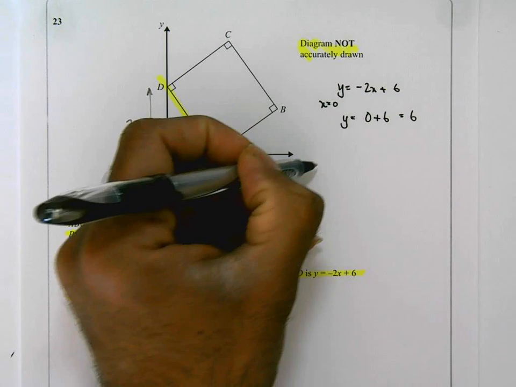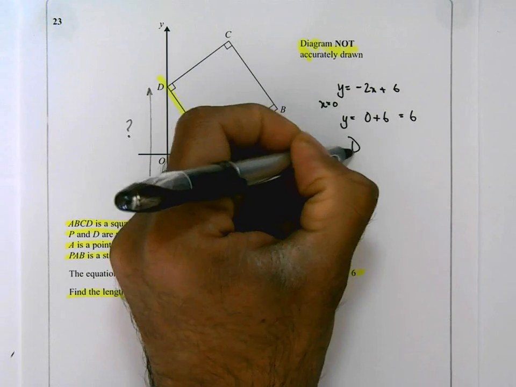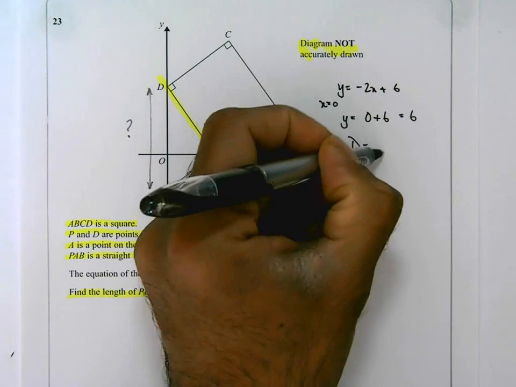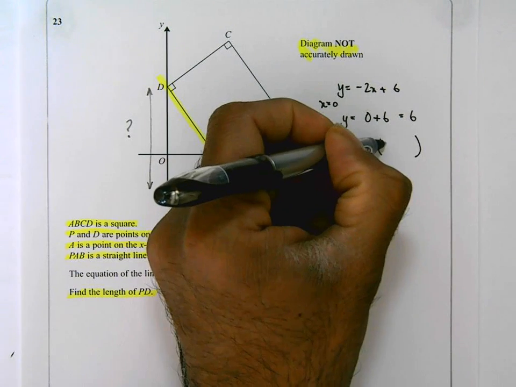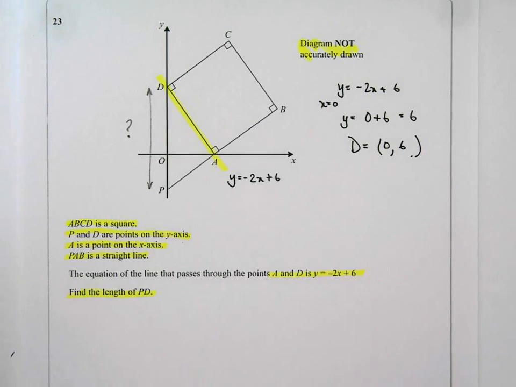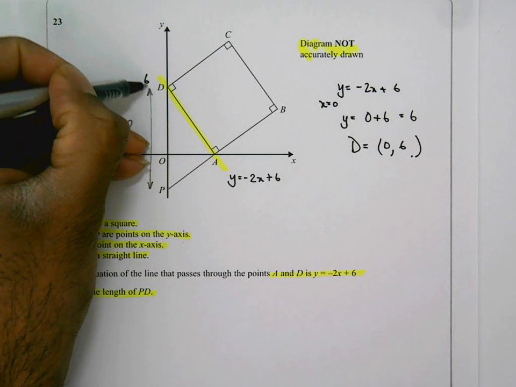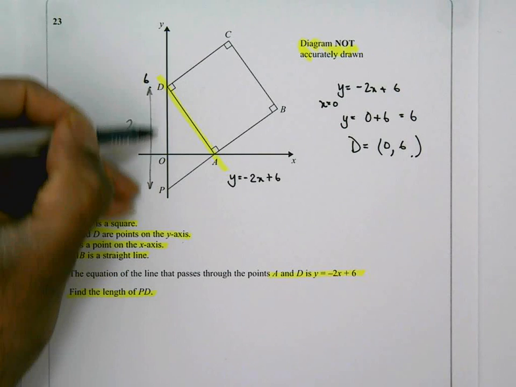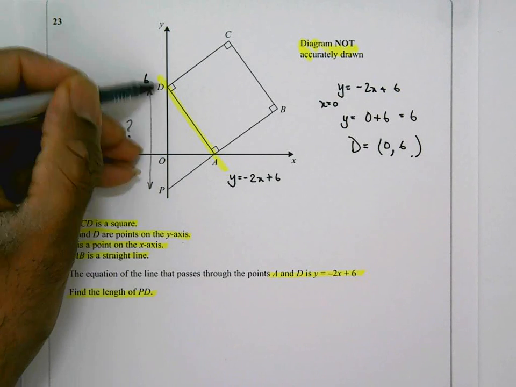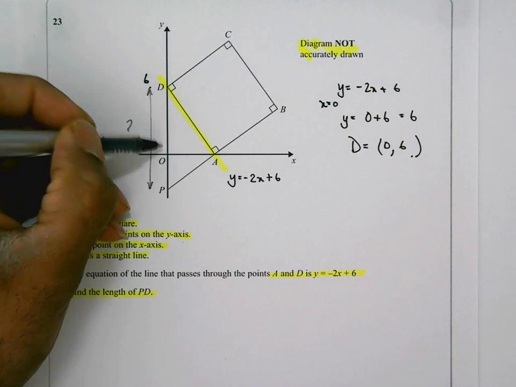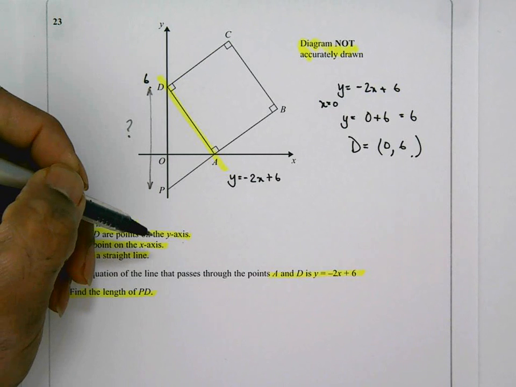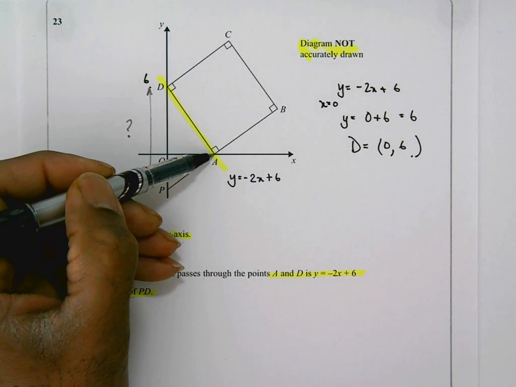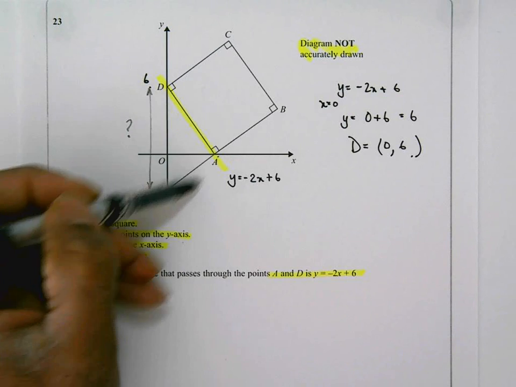So that means this point here, D, is going to have coordinates: its x coordinate is 0 and its y coordinate is 6. So from O to D, that is 6 units. So I've worked out part of my answer so far. I'm going to try to work out what A is as well, because I think that could help me with some of these triangles.